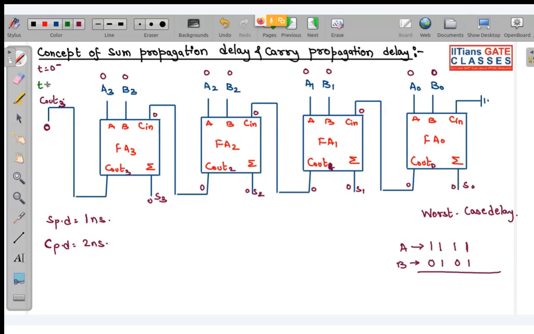Now assume at t equal to 0, I am applying all the inputs. So here all the A are 1 1 1 1 and B is 0 1 0 1. Now look very carefully. What is happening? I am telling you that here, oh, wait a minute. I will not be able to get this formula because one plus one will be 0. So here I won't be getting propagation delay. Okay, let us see. Okay, fine. We will get.